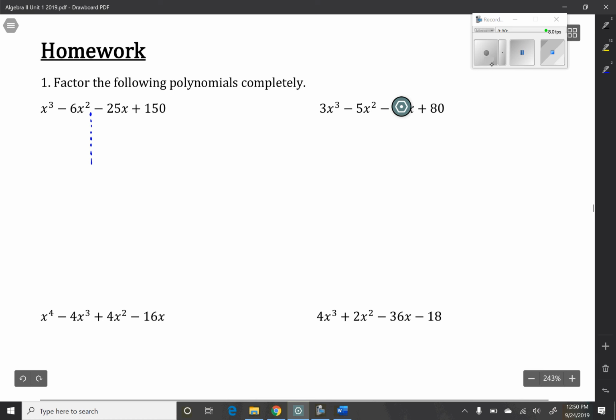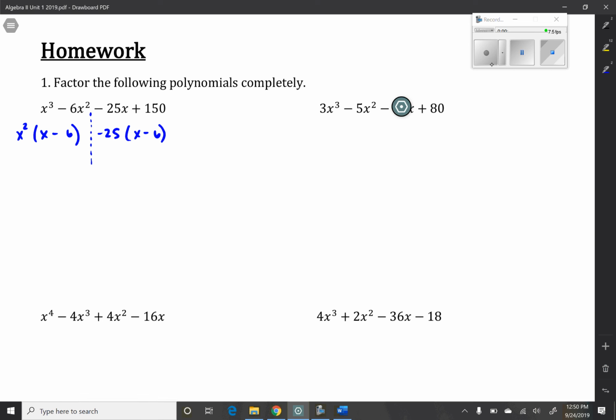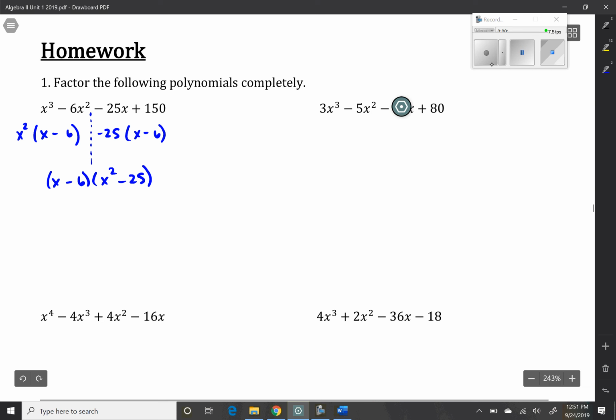If we take the GCF of the first 2 terms, we get x squared, leaving us with x minus 6. The GCF of the second 2 terms is negative 25, which also leaves us with x minus 6. This is a good thing because now we see that we have a like term, so we can take that x minus 6 out like a GCF, and we'd be left with x squared minus 25, which is still factorable.